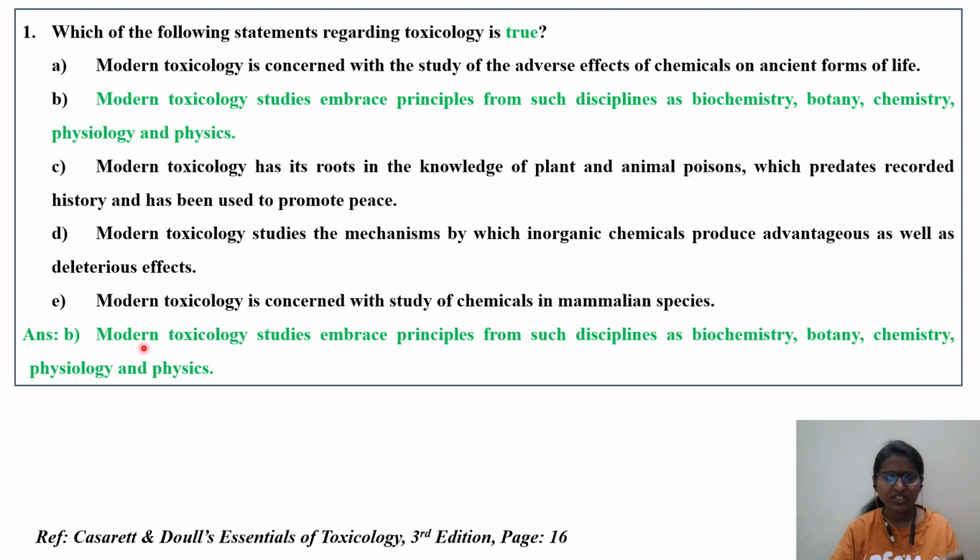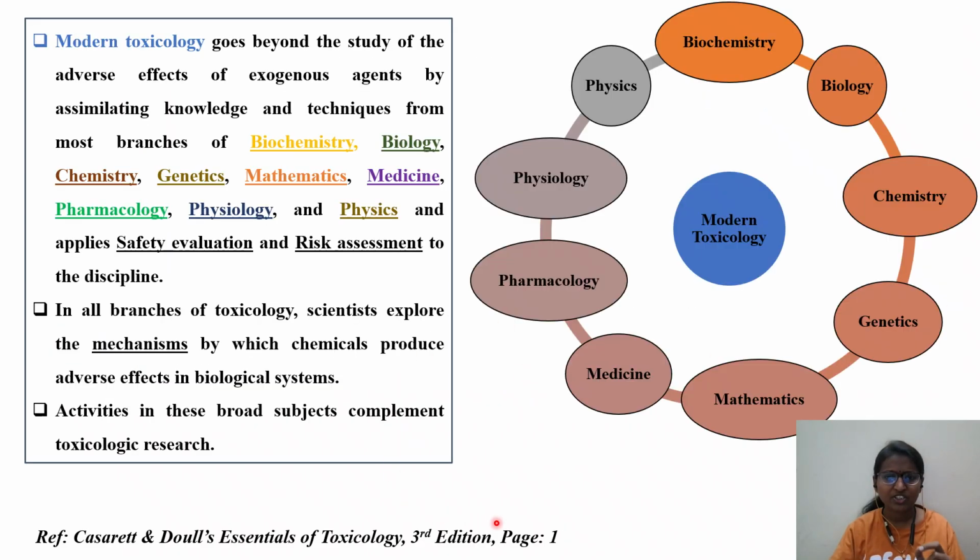So the right answer is in the green text, that is modern toxicology studies embrace principles from such disciplines as biochemistry, botany, chemistry, physiology, and physics. Let's see the explanation given in this Klassen textbook, third edition, page number 1. This is the definition, which is similar to the right option. It goes beyond the study of adverse effects of exogenous agents by assimilating. As I said, it's an amalgamation.